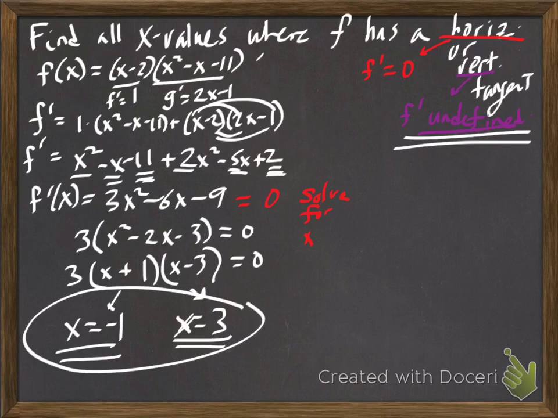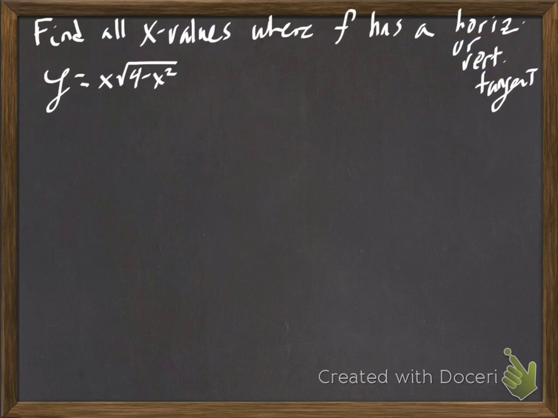And in fact, you can realize that the original function is a polynomial, and polynomials are well behaved. They go up, they go down, they have smooth transitions. Here it happens to be that there are slopes of 0 at negative 1 and 3. Let's take a look at another example, and this will be our last one.